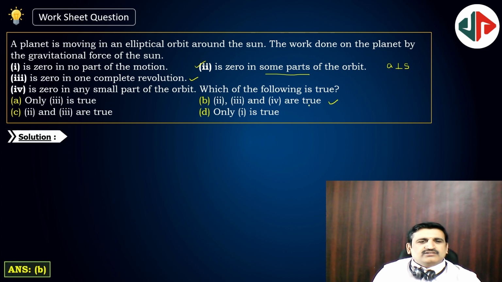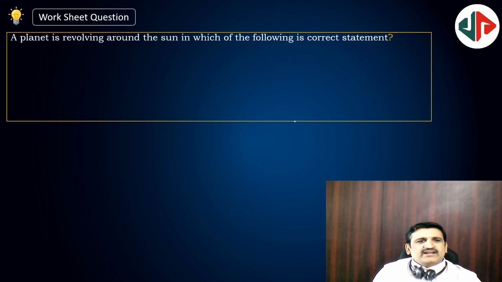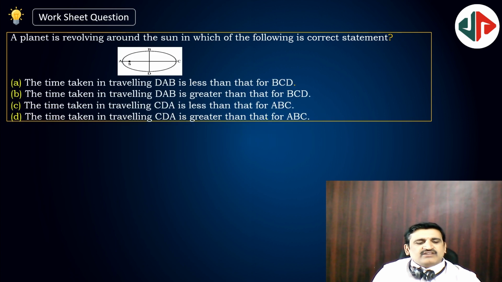Okay. Next. A planet is revolving around the sun. Which of the following is the correct statement? That is the question. Read out the options.